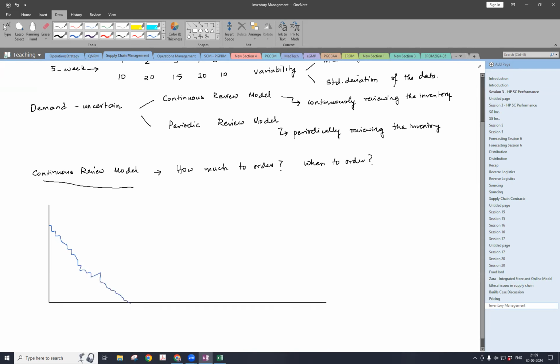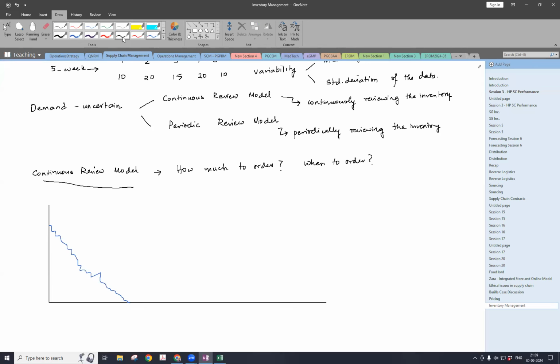Demand might be high at one point in time, and demand might be low at another point in time. It means that if we take a 5-week window or a 5-day window, you might have a very high demand on one particular day, and you might even end up having zero inventory on the other day. That is the focus there, right?